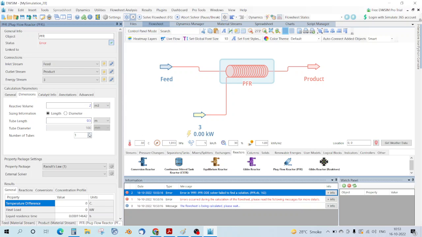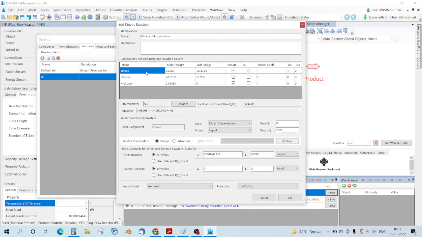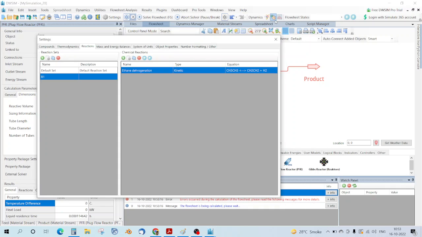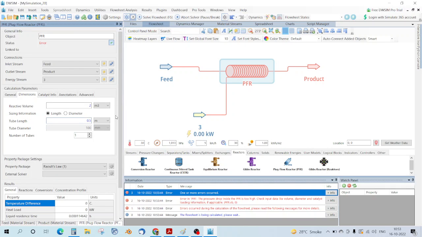Okay, it's not working. Let me go to this and check that my reaction is correct. So all are selected, and this is done, this is done. Okay, it should be my vapor phase. Yes, because at this particular temperature it will be all in vapor. So let me click OK, select, run. So these are small things you need to check.